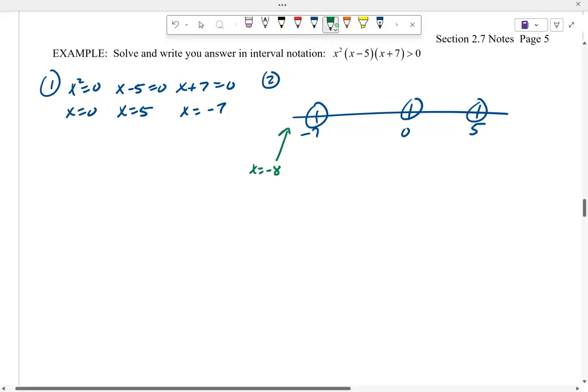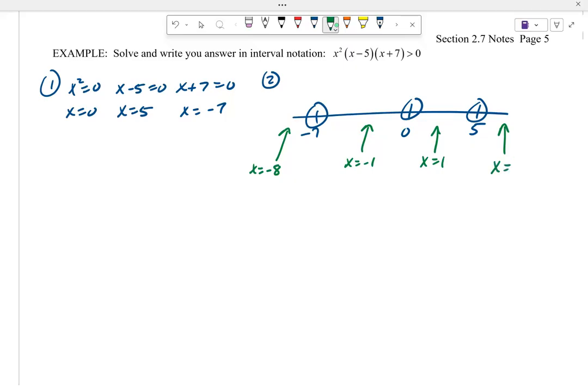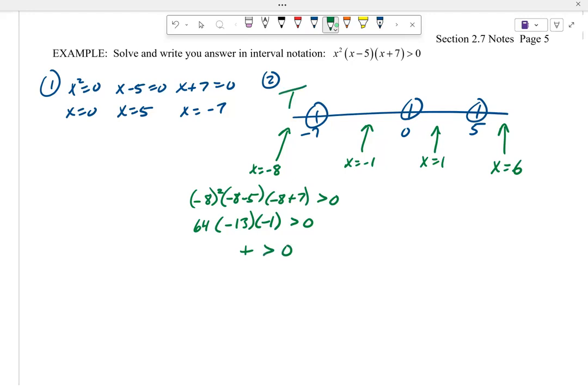So let's test negative 8. How about negative 1? How about 1? And how about 6? So I have negative 8 squared, negative 8 minus 5, negative 8 plus 7. So I have 64 times a negative 13 times a negative 1. Now, a negative times a negative is a positive. Positive times a positive, 64 is a positive. Is a positive number greater than 0?